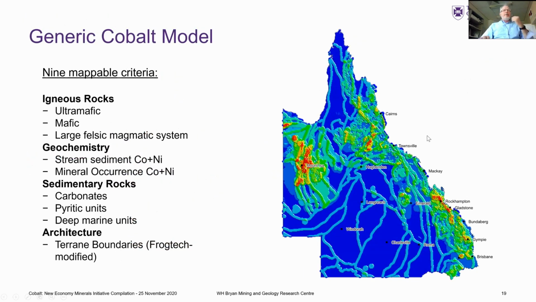And this is the very generic cobalt model. You saw Rick showed this type of diagram for the rare earth, but what we've done here is basically take these nine mappable criteria, which occur in many of those deposit types, and say let's normalize them and equally weight them throughout the model, and then sum them essentially. And this is where you end up, the red bits, obviously the higher prospectivity for a very generic cobalt model, which to a certain extent ties in reasonably well with those other areas of prospectivity that we were looking at with the metasedimentary rock.